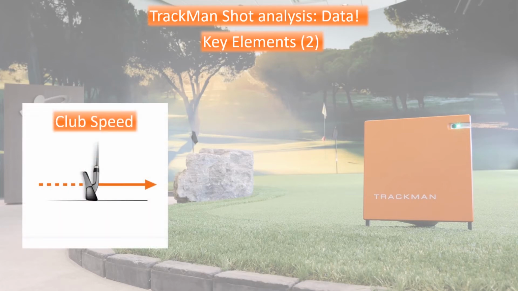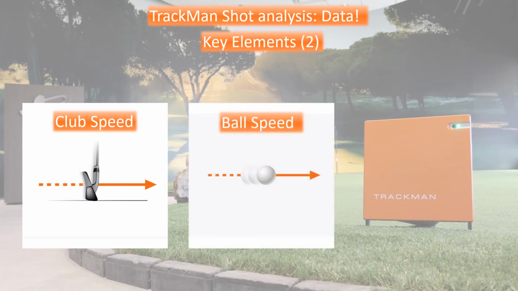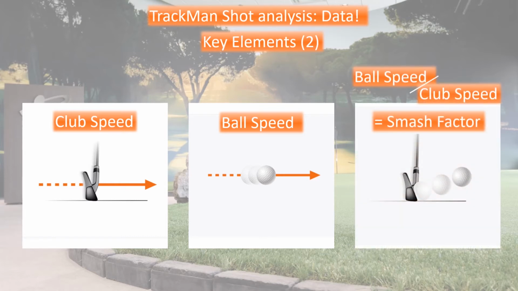Club speed is measured at impact and is a primary determinant of how far the ball will travel. 1 mile per hour of club speed can increase your driver's distance by up to 3 yards. Ball speed is determined by club speed and impact. Off-center hits or more glancing blows will reduce potential ball speed, which is the biggest factor determining how far the ball will go. Smash factor is a simple calculation reflecting the energy transfer from club head to ball.